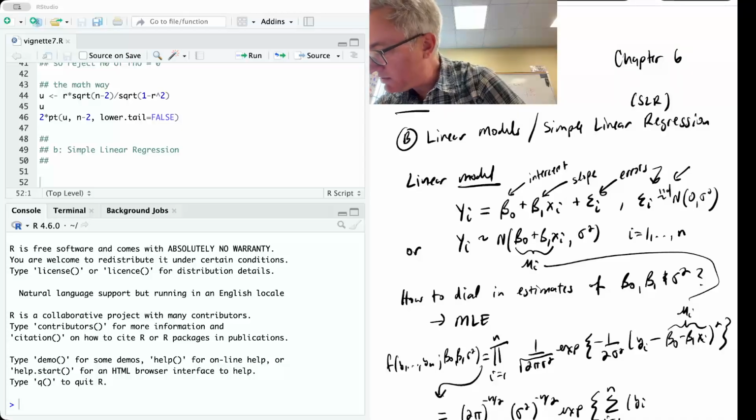Whoops, I'm skipping stuff and making all sorts of mistakes. This is going to be kind of a long lecture, so I got to make sure I do everything just right. So minus 1 over 2 sigma squared. Then the sum.